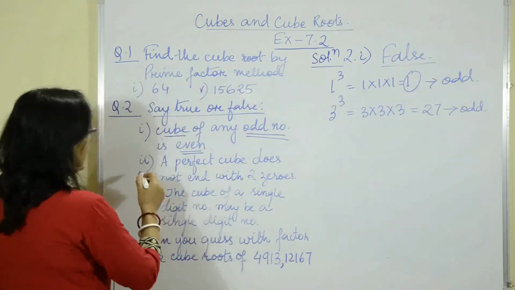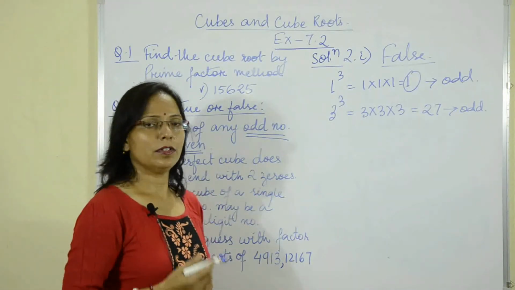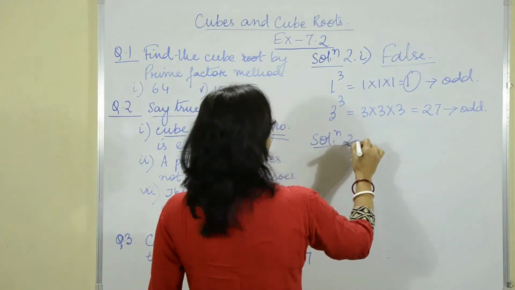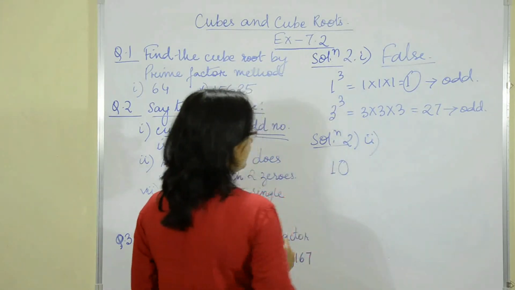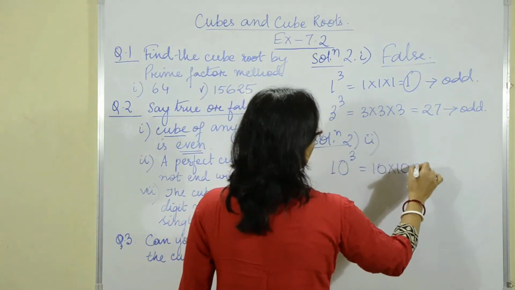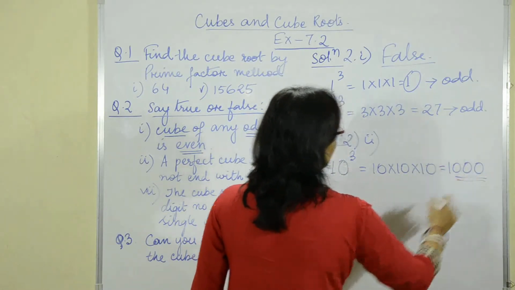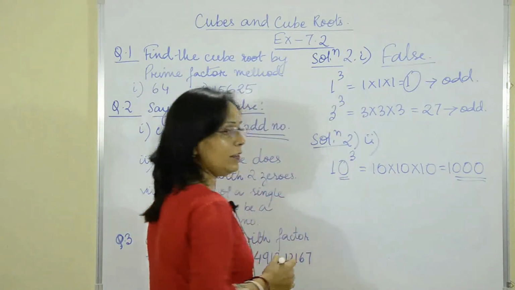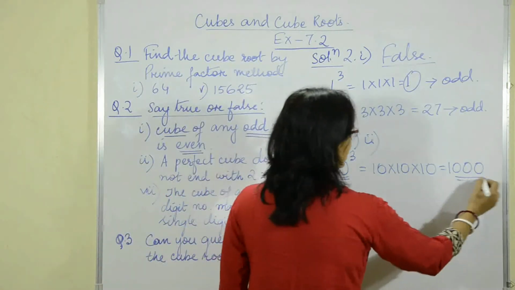Okay. The second one: a perfect cube does not end with 2 zeros. Let us check this one as well. Solution for number 2. I take a perfect cube of 10. That means 10 into 10 into 10. What is the answer here? 1000. Am I getting 2 zeros here? No, I am getting 3 zeros. This is the minimum zeroed number that I can take, right. So I am getting 3 zeros here.